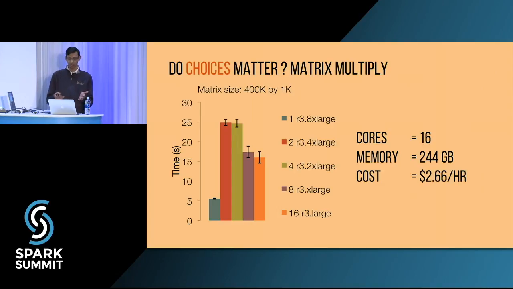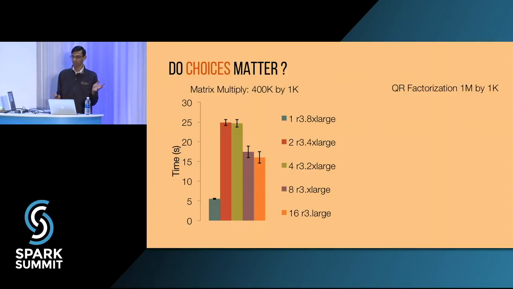In this case, for example, the one big machine actually runs really fast. It finishes the whole job in like 5 seconds. But the four R3.2xlarge machines take like 25 seconds to run it. And there's no linear pattern either, because the 16 R3.larges are in fact better than the four R3.2xlarges. So this was for one of the workloads, matrix multiplication.